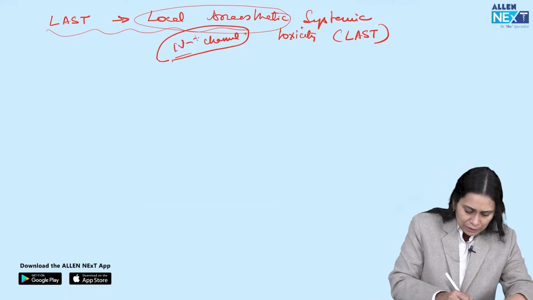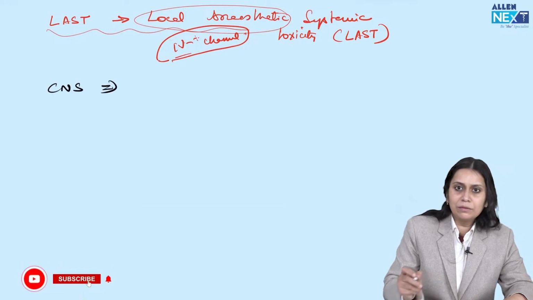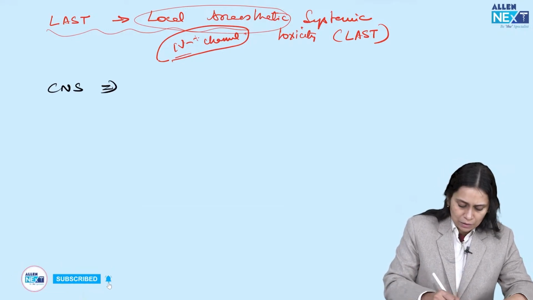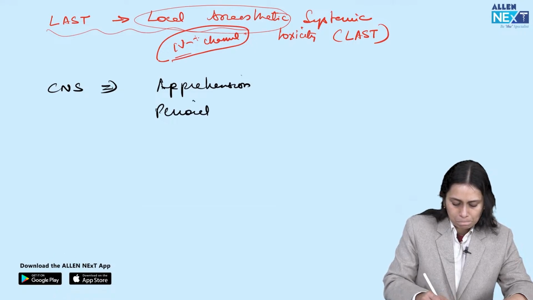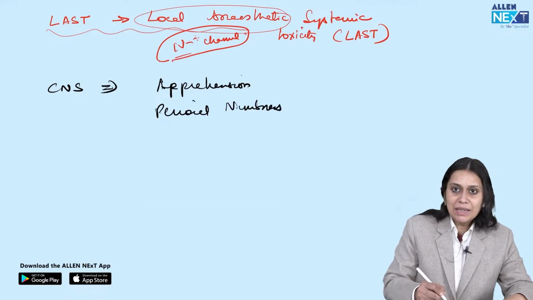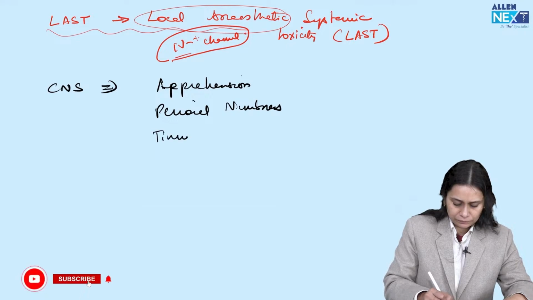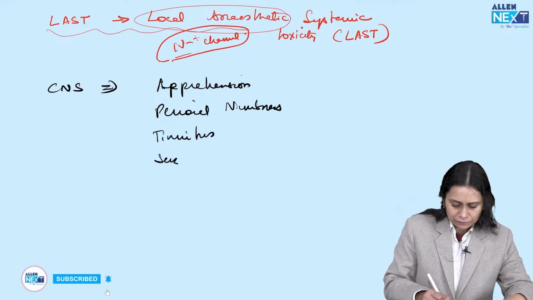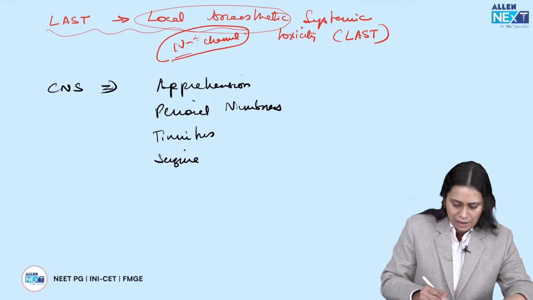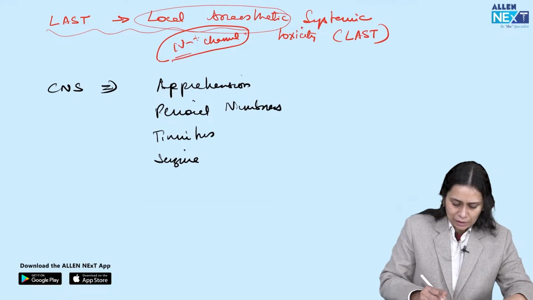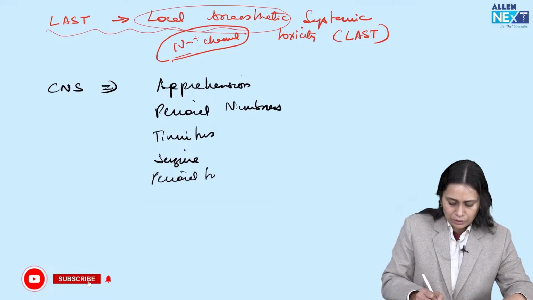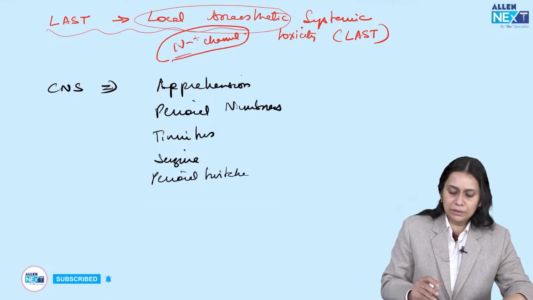If it attaches to the sodium channel of the brain, what will it cause? The clinical features would be apprehension, perioral numbness, tinnitus, seizure, and perioral twitches. So these are the clinical features of CNS toxicity.